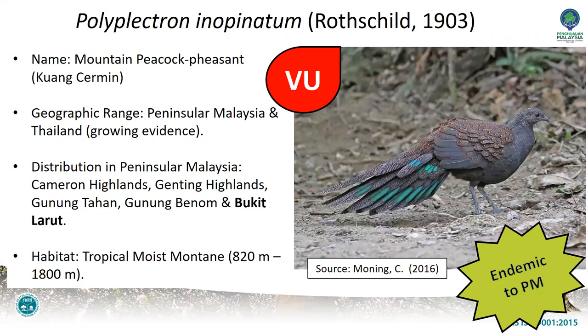Polyplectron inopinatum, mountain peacock pheasant ataupun kita panggil dalam bahasa Melayu puang cermin. Geographic range dia ada di peninsula Malaysia dan Thailand. Tetapi yang di Thailand itu masih belum cukup bukti untuk dikatakan spesies ni ada di Thailand. So the locality dekat Thailand tu dia masih uncertainty. So for now, dia masih endemik dekat peninsula Malaysia. Distribution in peninsula Malaysia, spesies ini boleh dijumpai di Canberra Highland, Genting Highland, Gunung Tahan, Gunung Benung dan Bukit Larut. Habitat pada spesies ini adalah tropical moist mountain pada ketinggian 820 meter sehingga 1800 meter.